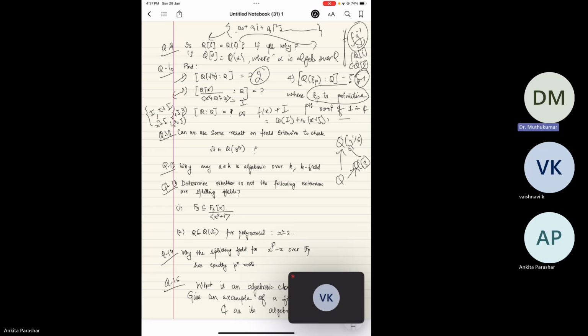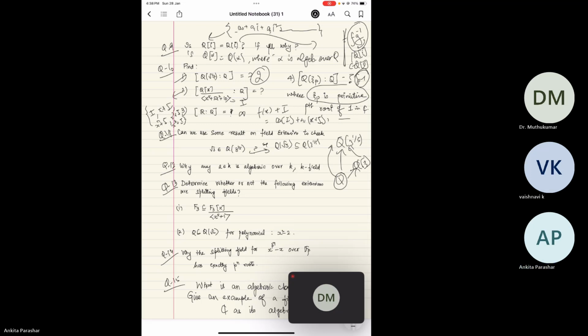How is Q(3 power 1 by 5) an extension of Q(root 3)? In order to say an extension, Q should be contained in Q(3 power 1 by 5). Yes. If root 3 belongs to Q(3 power 1 by 5), then Q(root 3) can sit inside Q(3 power 1 by 5). Then this implies Q(root 3) is contained in Q(3 power 1 by 5).